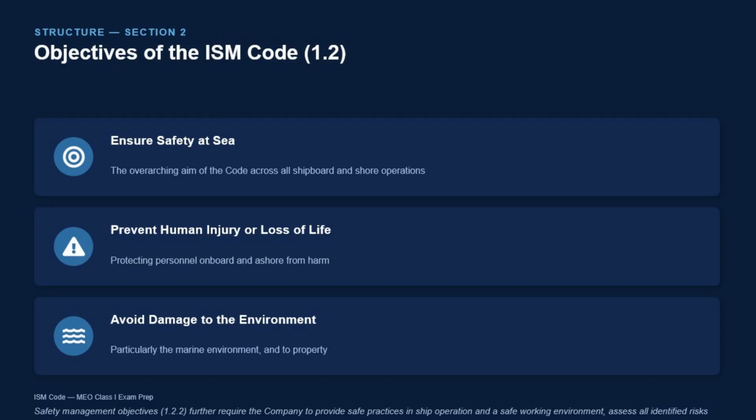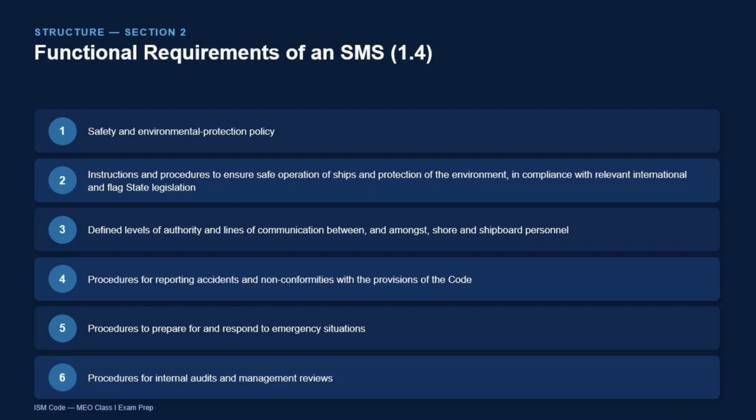Furthermore, the company must establish safe operating practices, provide a safe working environment, assess identified risks, establish safeguards, and continuously improve the safety management skills of personnel both ashore and on board. Therefore, the ISM Code promotes continual improvement rather than mere compliance. Slide 10.